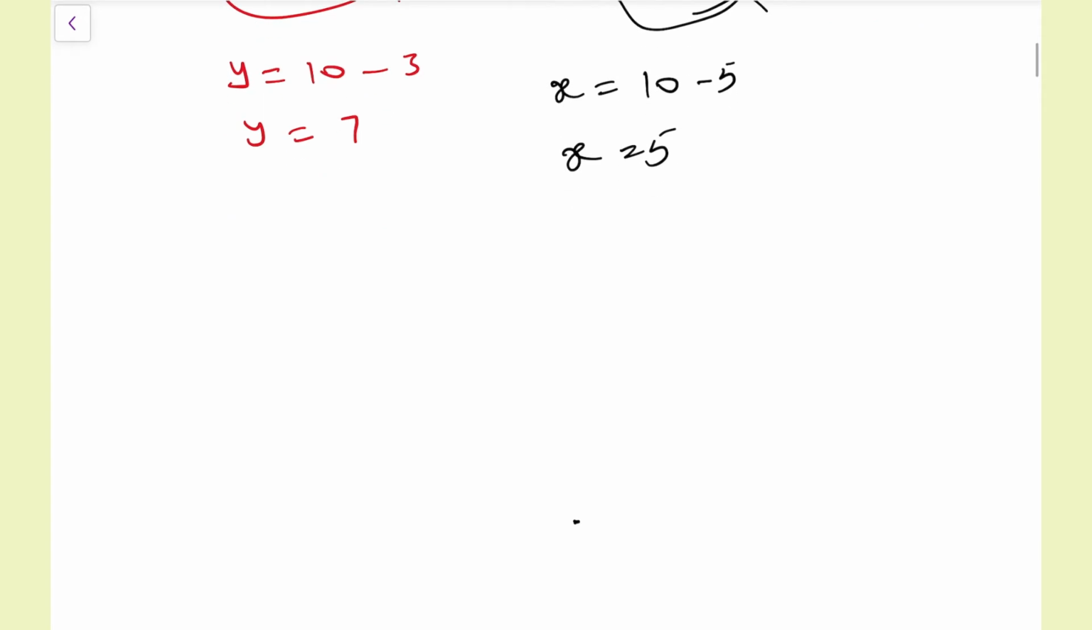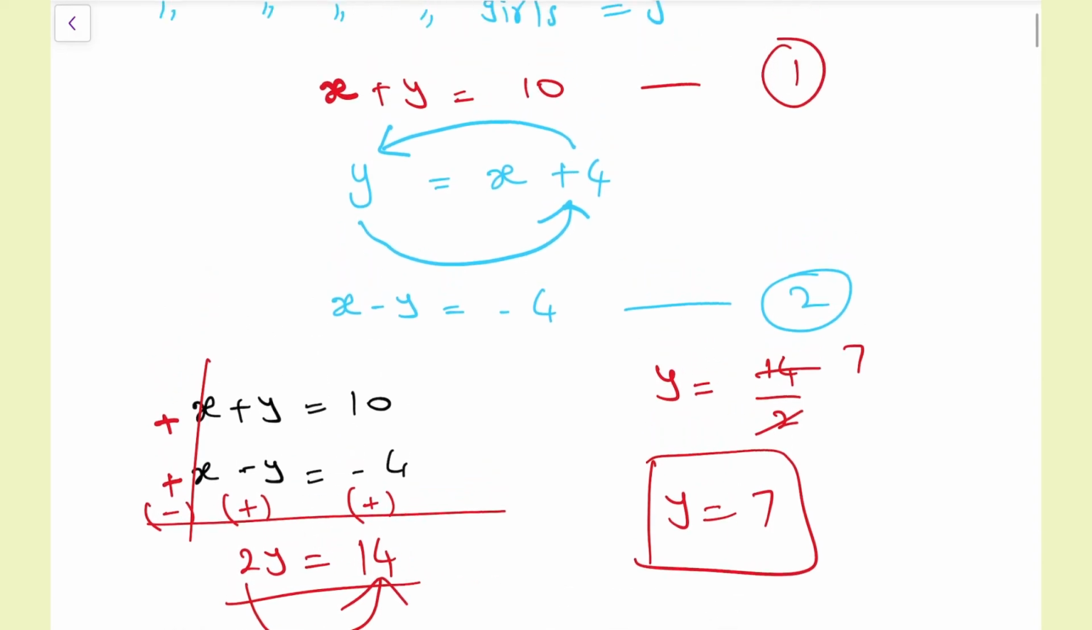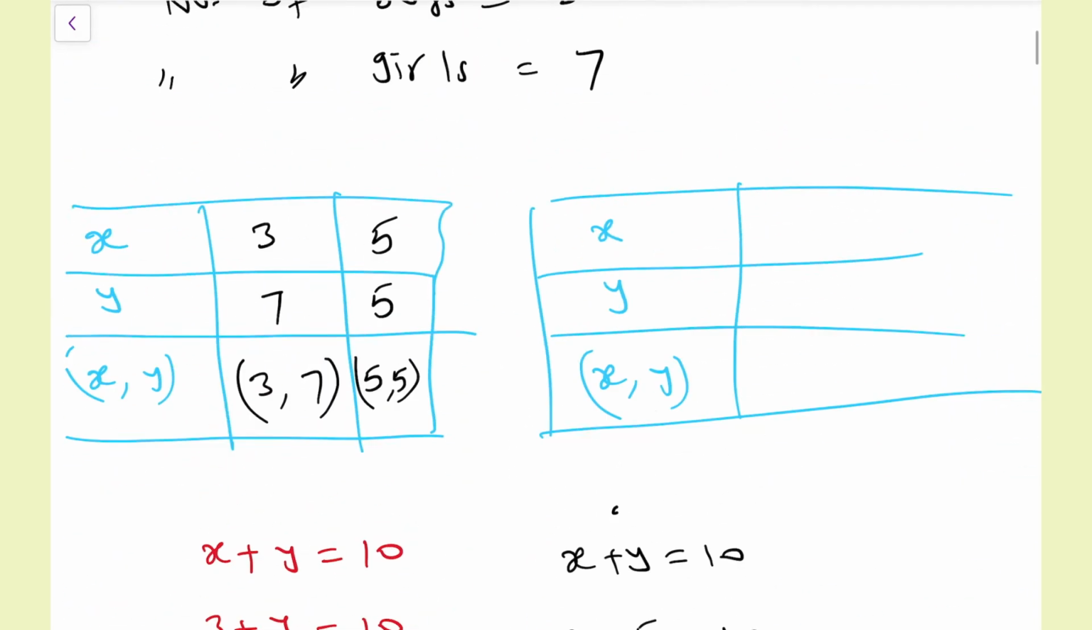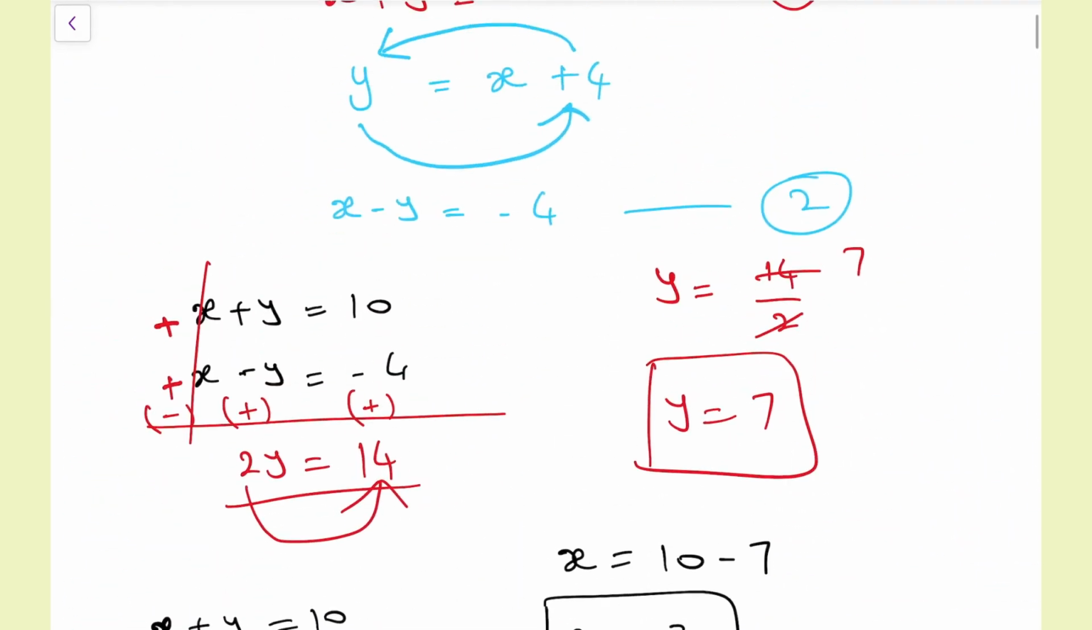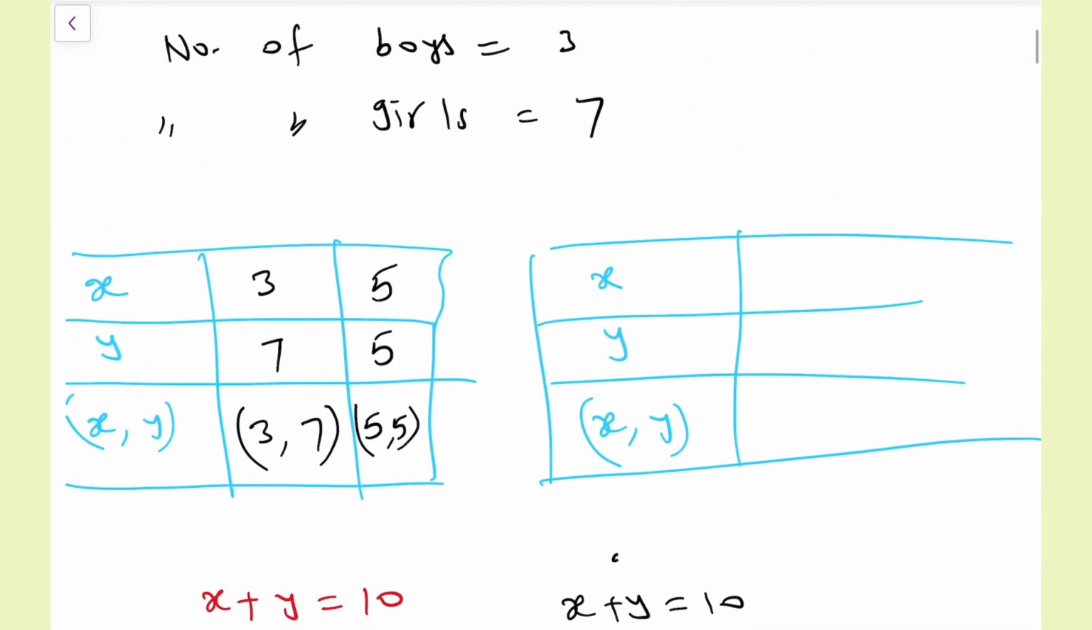Now let us find out for equation number 2 then. What is equation 2? We have X minus Y equals minus 4, or Y equals X plus 4. Either this one you can take or that one, it's up to you. Y equals X plus 4. In the place of X I am substituting 0 first. Y equals 0 plus 4. 0 plus 4 is 4. So X value is 0 and Y value we got as 4. Then the point will be 0 comma 4.